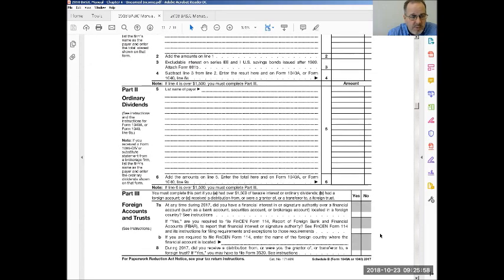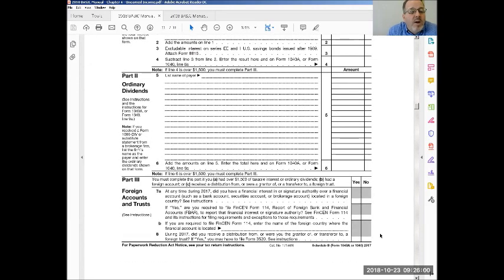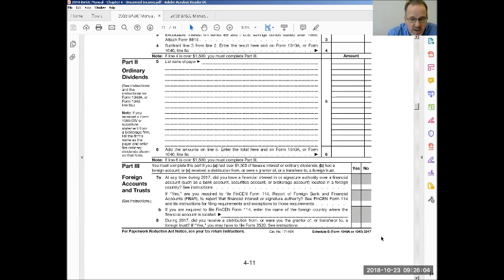Once you have foreign income, you see that part three on your schedule B at the bottom of 411, there's those questions. Typically you can answer those no, but you can always ask. It says, do you have a financial interest or signature authority over a financial account? If you answer yes, then chances are we're going to have to do what's called an FBAR. That's a foreign bank disclosure.